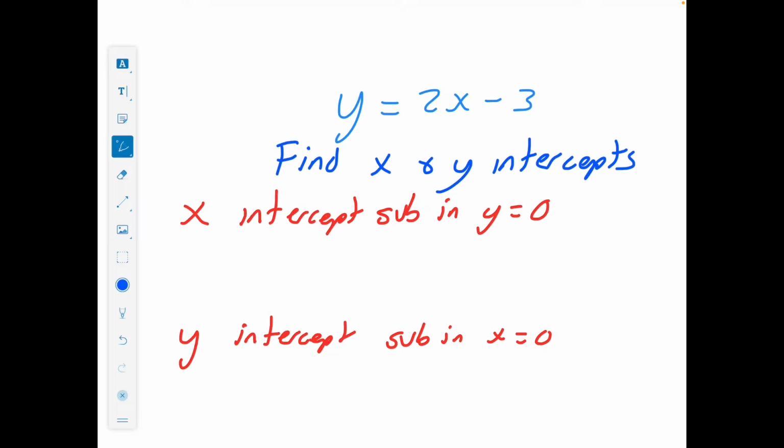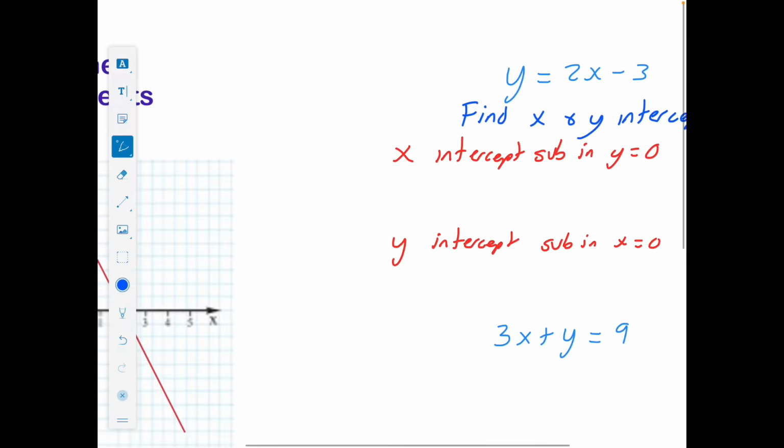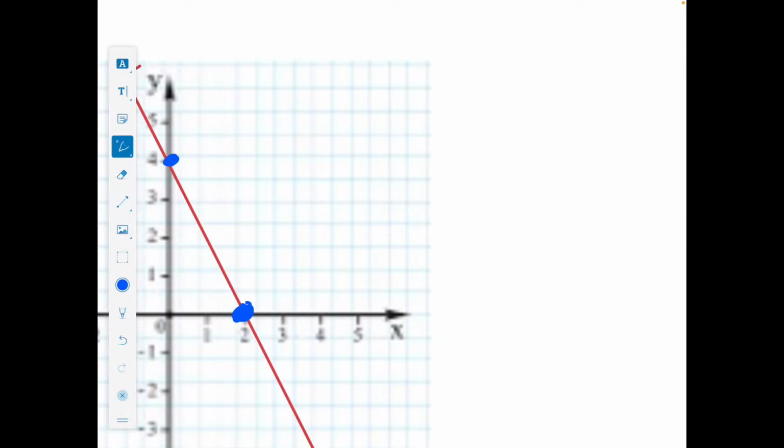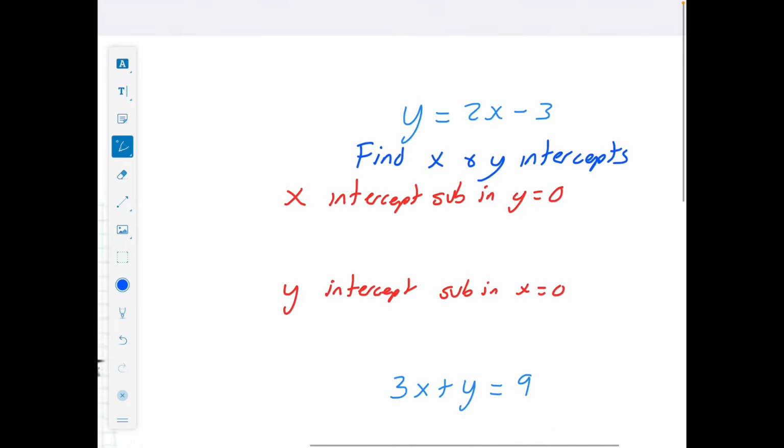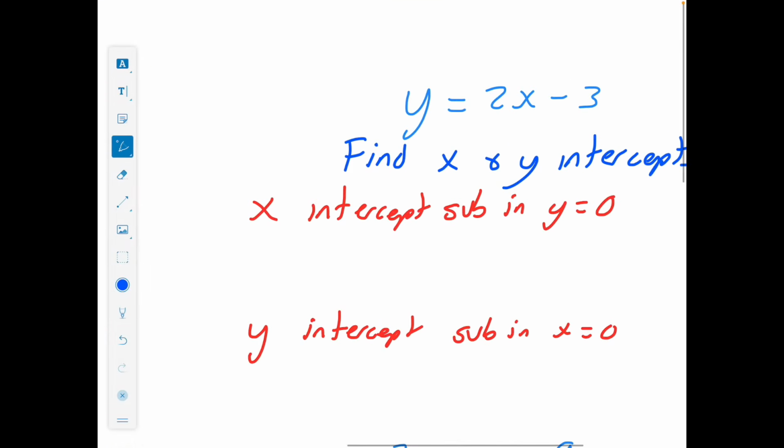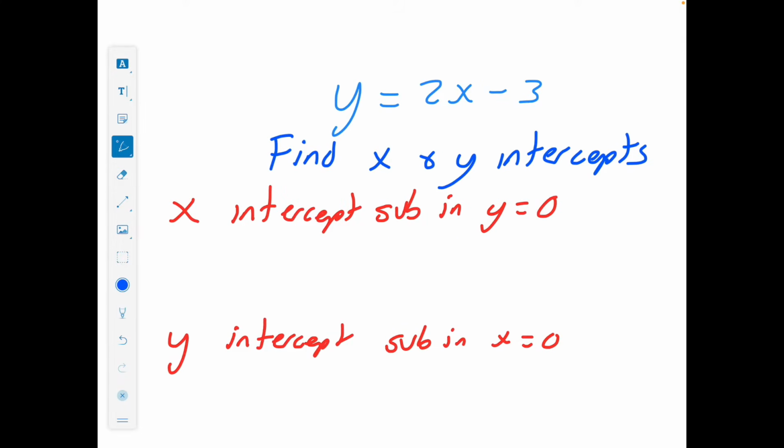Or you can think about it logically. So the x-intercept is where it crosses the x-axis. So like here, anywhere it crosses the x-axis, y is going to be 0. And similarly for the y-intercept, you sub in x is equal to 0. So I'd recommend trying to understand this, thinking about it logically. But if you prefer learning things off, you can just learn off those two sentences.